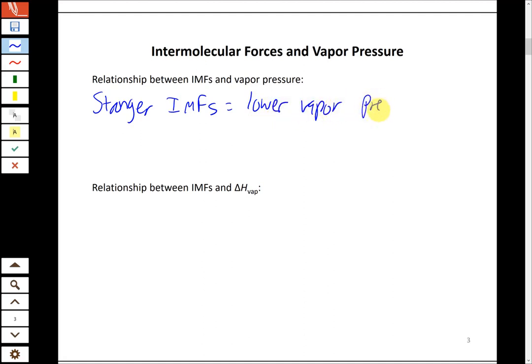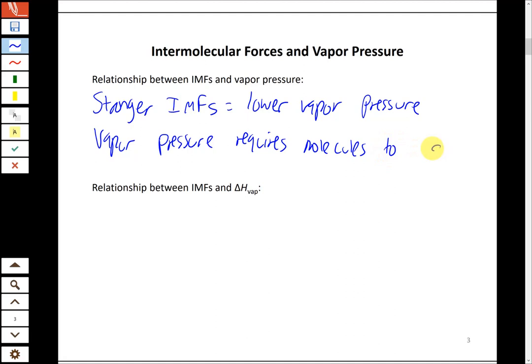So we learned last time how to qualitatively predict, in a relative sense anyway, the strength of intermolecular forces. And so if the intermolecular forces are predicted to be stronger, the vapor pressure is predicted to be lower. And that's again because vapor pressure requires molecules to escape into the gas phase, and if they're held together more strongly, that won't happen as much. So it requires molecules to escape the surface. If they're held strongly to the surface by strong IMFs, then that's not going to happen.